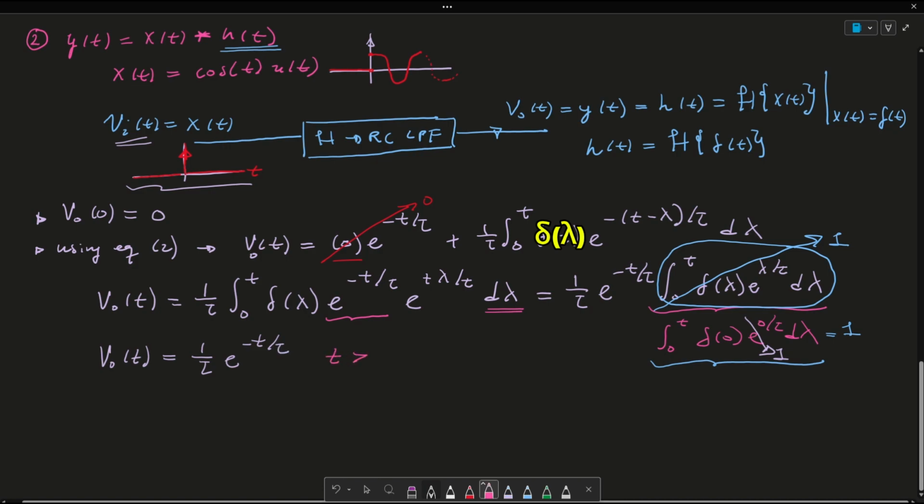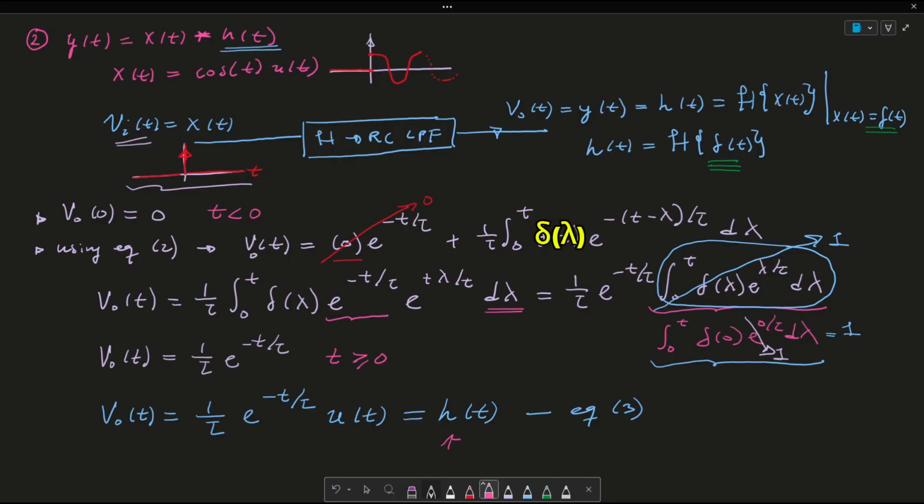And remember, this is for t greater or equal to 0, because for t less than 0, it's equated to 0. So what we can write as a one-line function is say that V out of t is equated to 1 over tau e to the minus t over tau u of t. And again, this is equated to this h of t, or my impulse response, simply again because the input was this delta function, delta t. Let me go ahead and call this equation number 3.